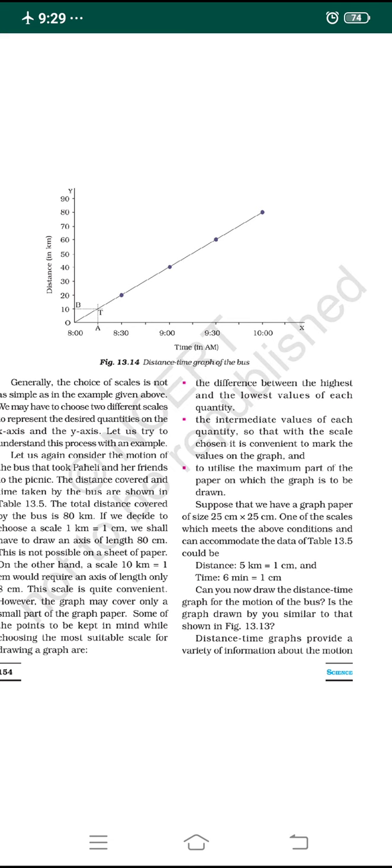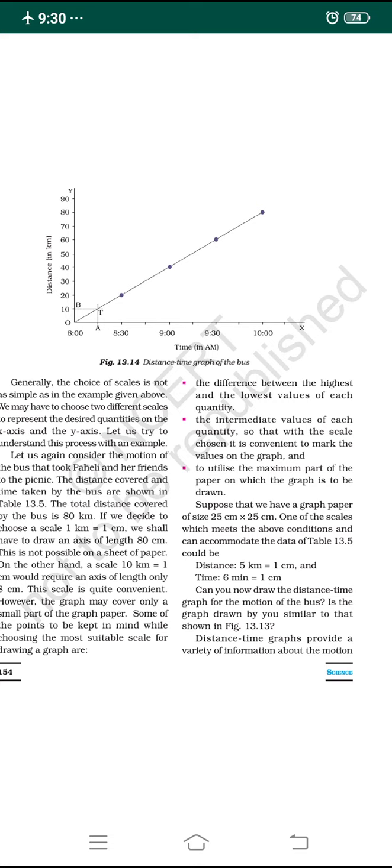Suppose the graph sheet is 25 centimeters by 25 centimeters. We have to choose a scale that meets the above conditions and can accommodate the data of the table. For example, distance is taken as 5 kilometers equal to 1 centimeter and time is 6 minutes equal to 1 centimeter. Now can you draw the distance-time graph for the motion of the bus? Is the graph drawn by you similar to the figure shown in 13.13?